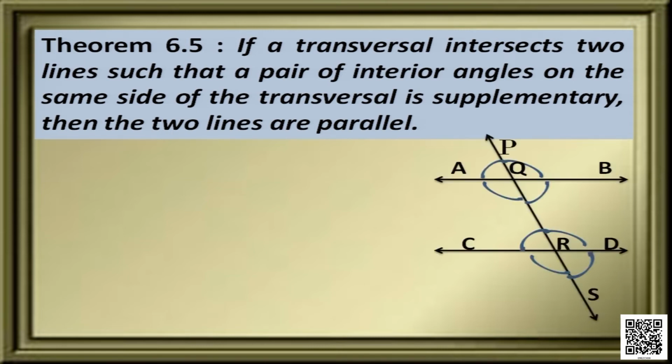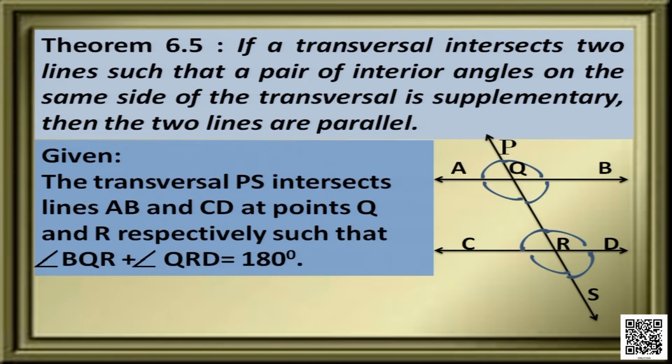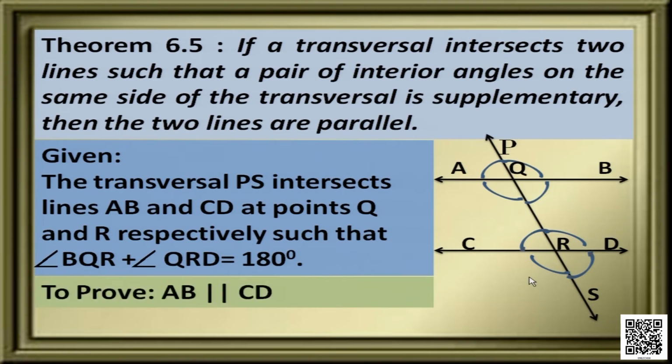So, what is the figure? The figure is like this. AB and CD are two lines and PS is the transversal that intersects these lines AB and CD at points Q and R respectively, such that angle BQR plus angle QRD is equal to 180 degree. That means on the same side of the transversal, the sum of the interior angles is 180 degree. This is given. Then what to prove? We have to prove two lines are parallel, means AB is parallel to CD. Let's prove it.